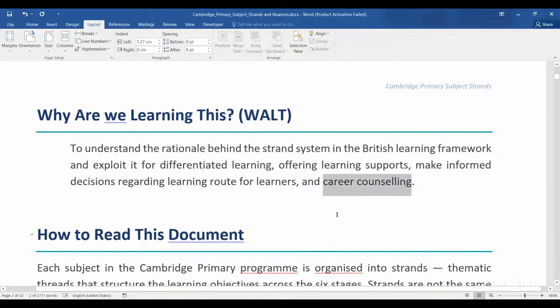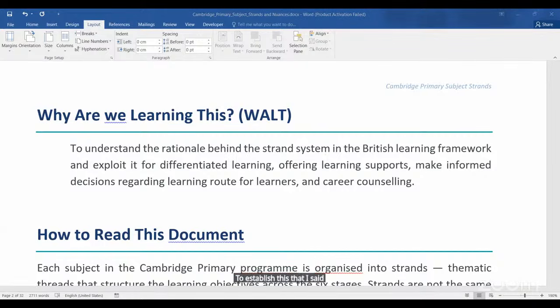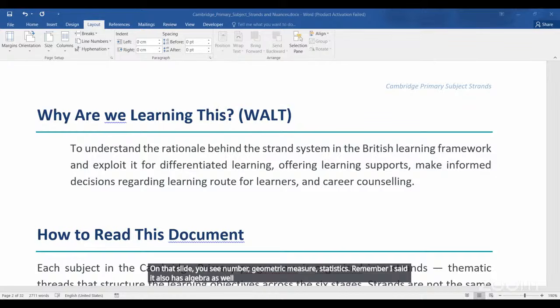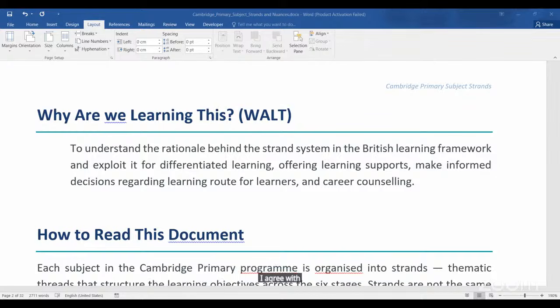Now, let me switch back to our slide to establish what I said. Look at my screen very well. Under this strand, you see number, geometry, measure, statistics. Remember, I said it also has algebra as well. Agree with me that many of us don't find the number strand in mathematics a problem or a big challenge much.